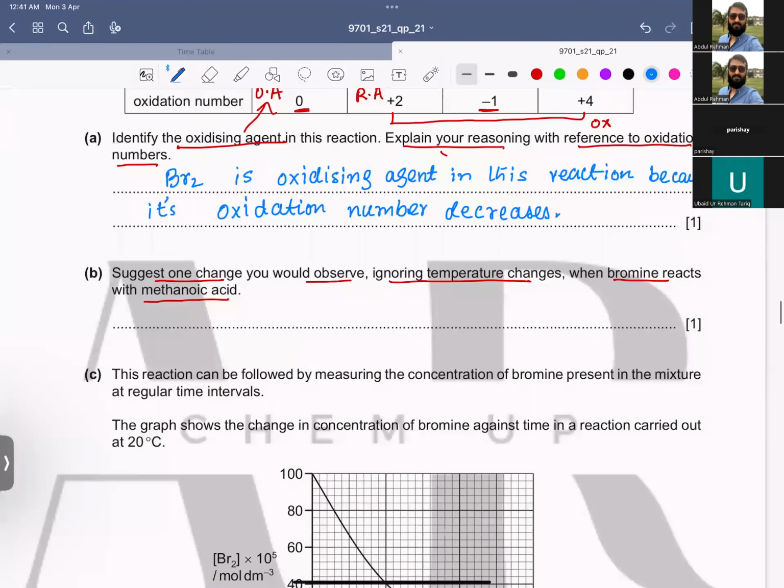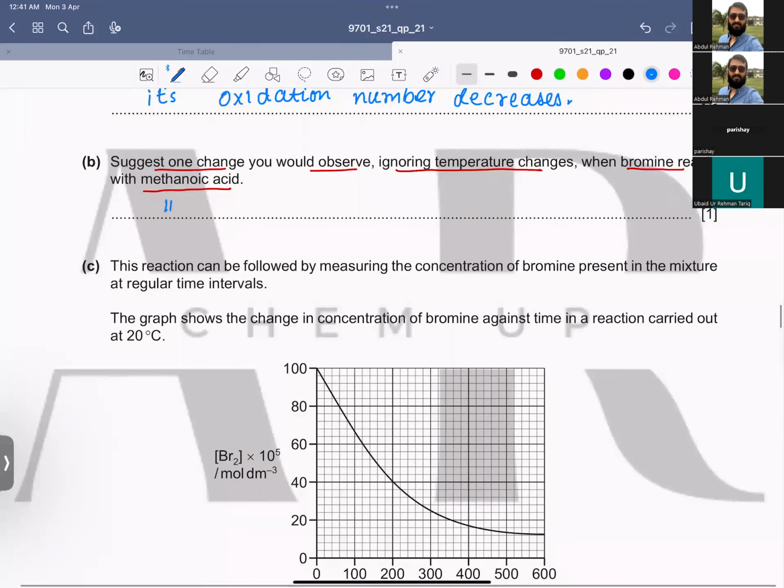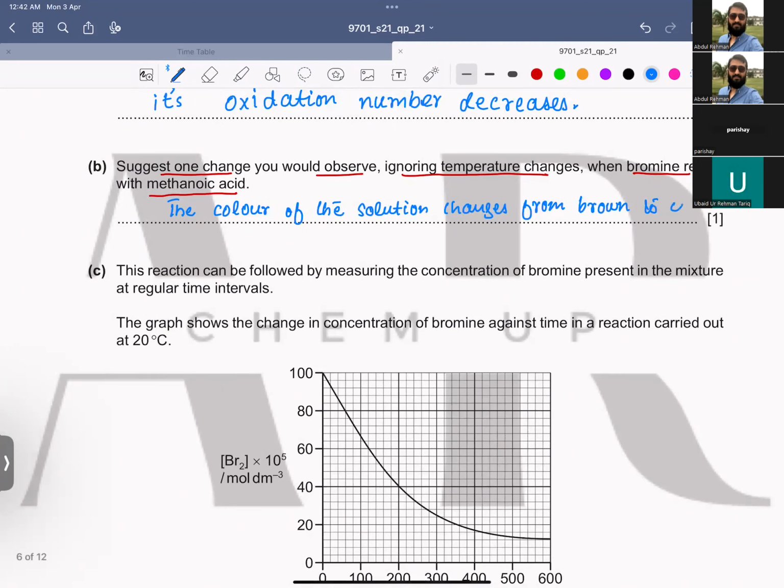So I can write the color of the solution changes from brown to colorless. Is this understandable to everyone?